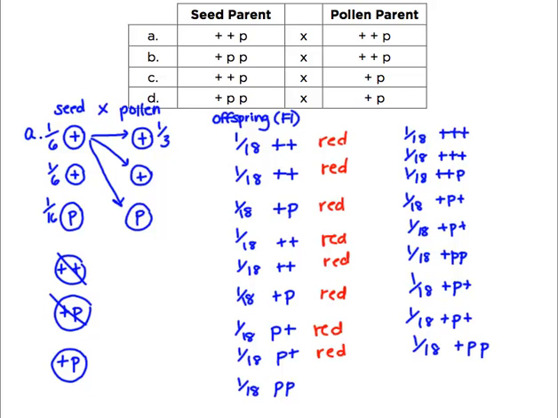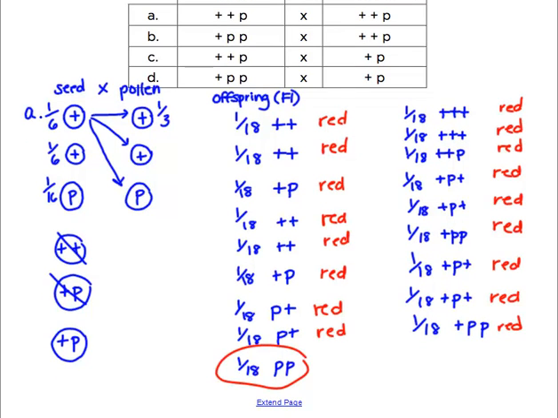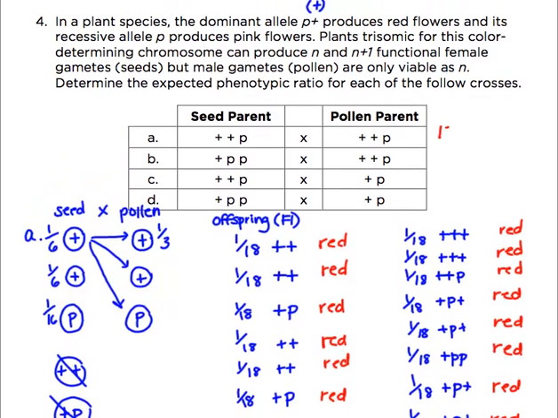This is the first one that's going to be pink. And here, red. Red. Okay, so as you can see, if you count them up, you have 17 red to 1 pink. So this is the only pink. So the total for part A would be 17 red to 1 pink.